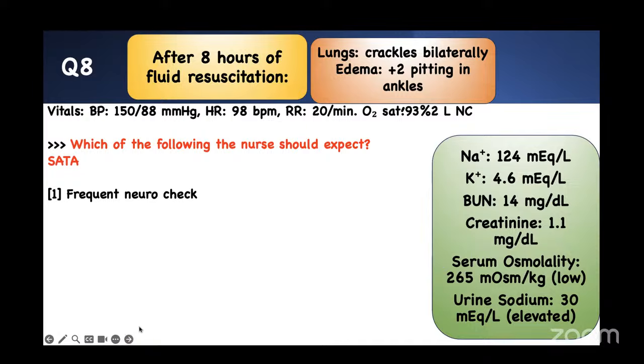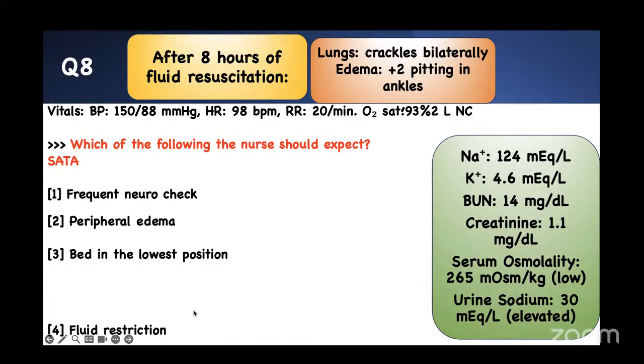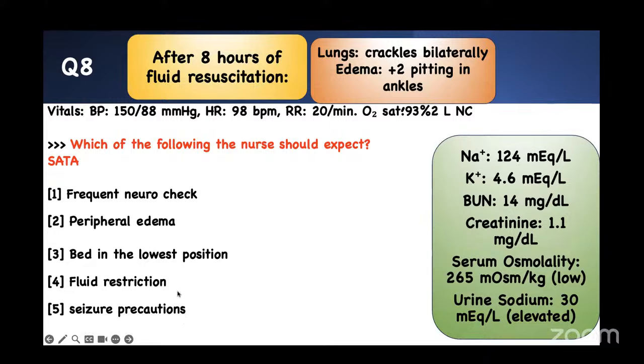Frequent neuro checks, peripheral edema, bed in the lowest position, fluid restriction, and seizure precaution. What do you think? And let me give you the content. You have to analyze everything. This is a case study they've been giving you in the NCLEX. They want you to put pieces together.